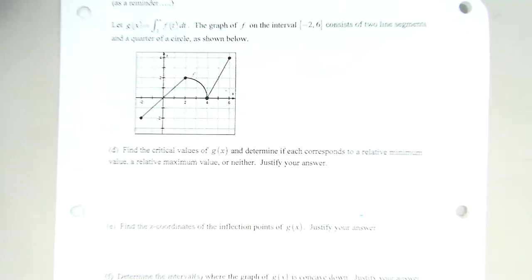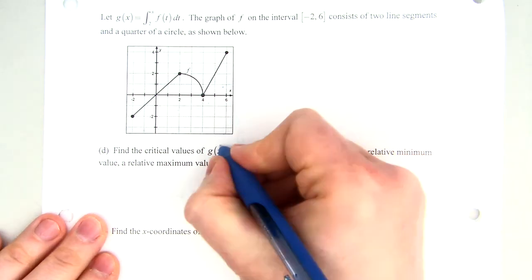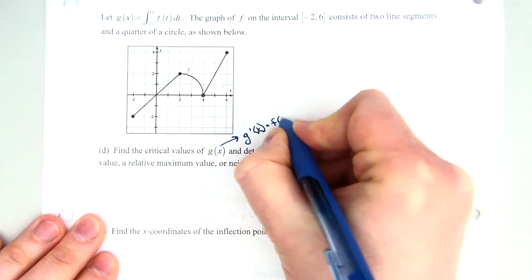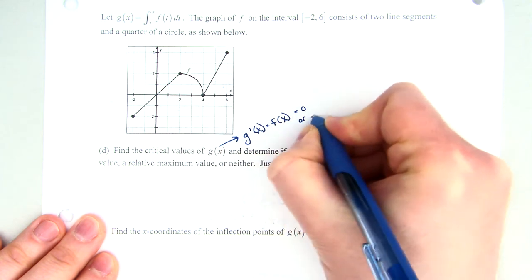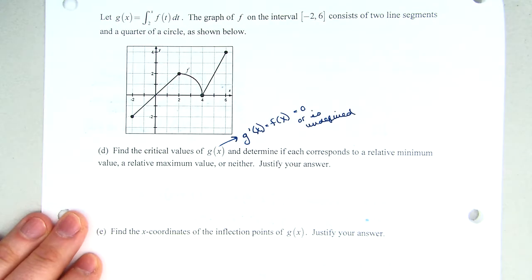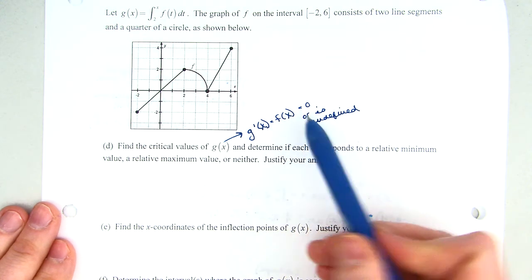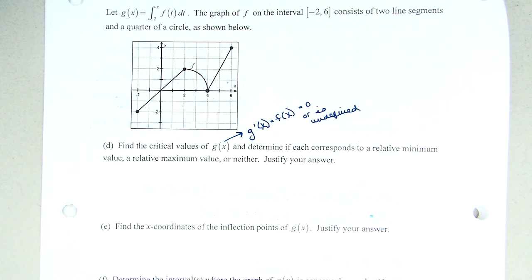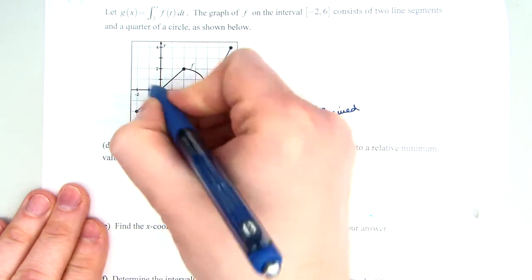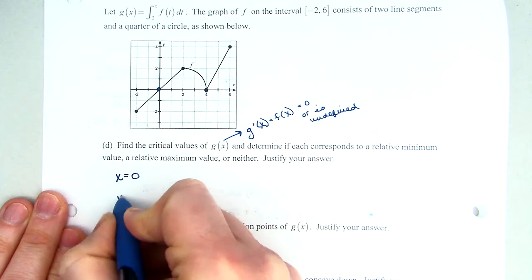Part D, I want to find the critical values of g and determine if they correspond to relative maxes, relative mins, or neither. Well, critical values occur where g prime of x, which equals f of x, equals 0 or is undefined. Can you tell me where g prime of x, which equals f of x, is 0 or is undefined? Well, f of x equals 0 where the y values on my graph are 0. I'm thinking x equals 0 and x equals 4.